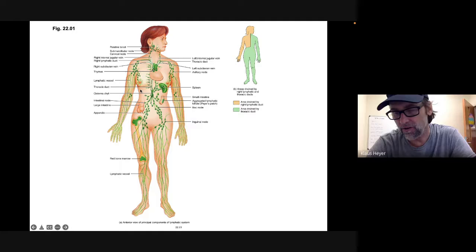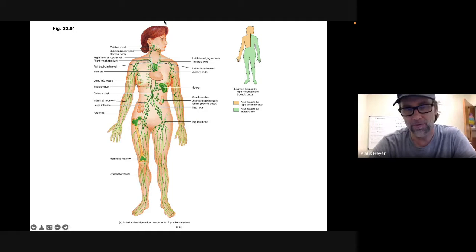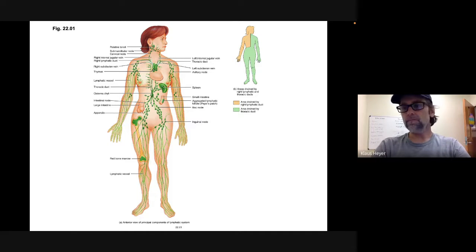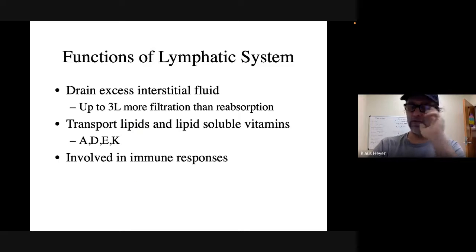There's a few organs that are involved as well that we're going to talk about. For example, your thymus sits on top of your heart. You've got a spleen over here, all the way on the left. You have bone marrow, red bone marrow, found in long bones, flat bones. And then you have your lymphatic system, which has lymphatic vessels, lymphatic nodes. We'll talk about that. So let's talk about what the lymphatic system does first.